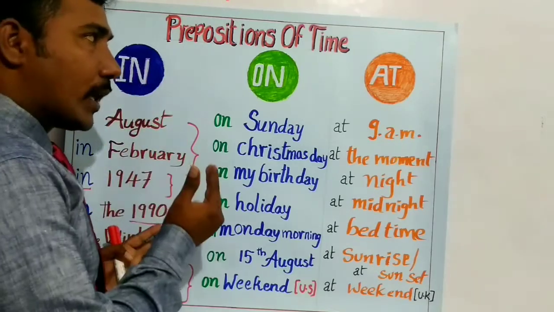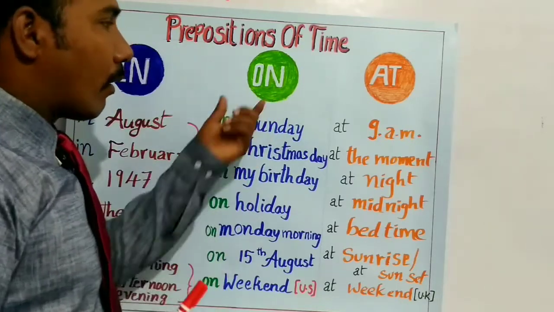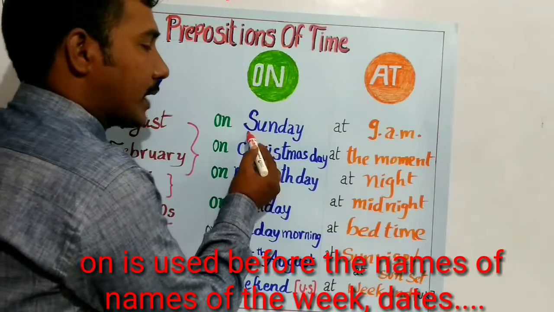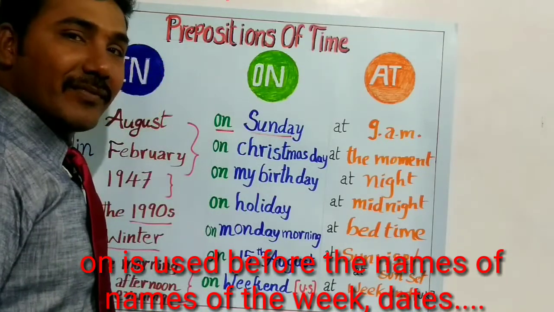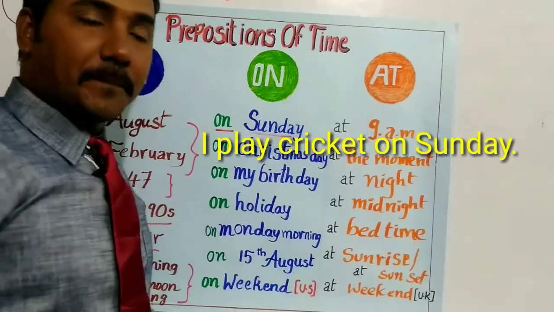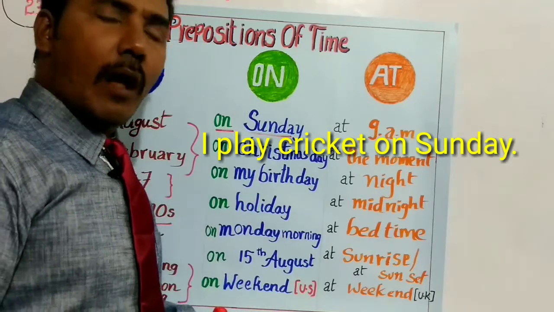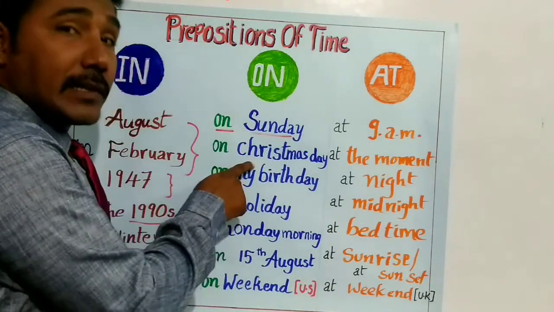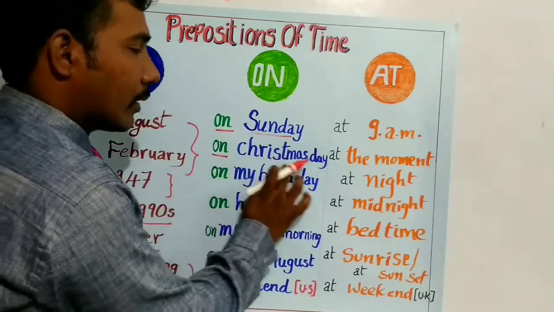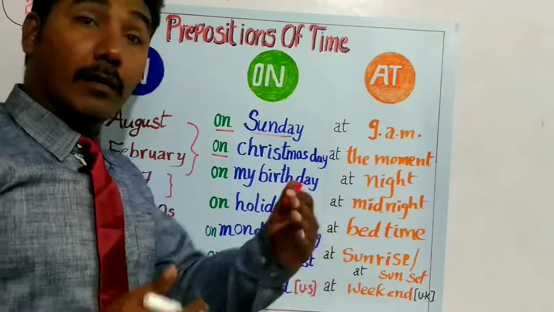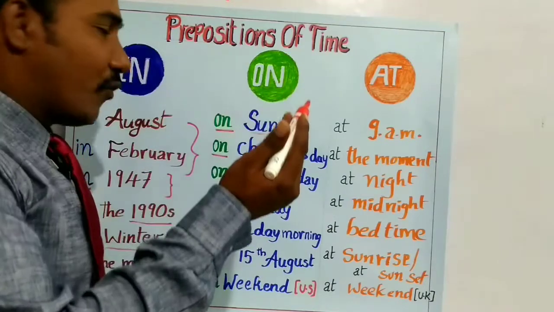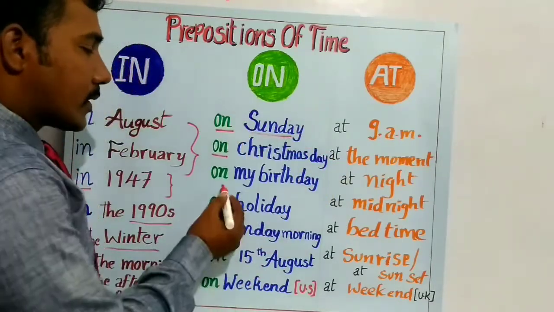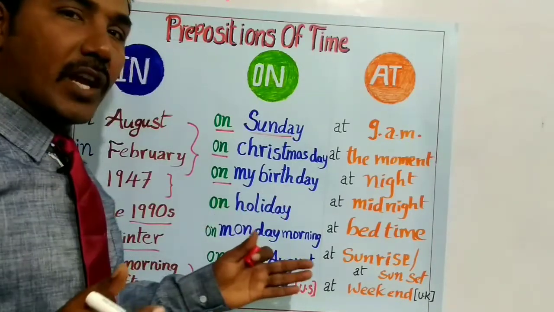Okay, next we move on to on. When should we use on actually? The preposition on, we should use with the names of days of the week. Example, on Sunday. I play cricket on Sunday. On Monday. We go to the office on Monday. And of course, even festival days. Example, on Christmas Day, on Ramjan Day, on Sankranti Day. So in this way, we can use on to represent festival days. Of course, on my birthday, I take a lot of gifts on my birthday.